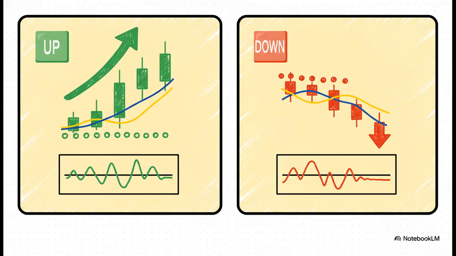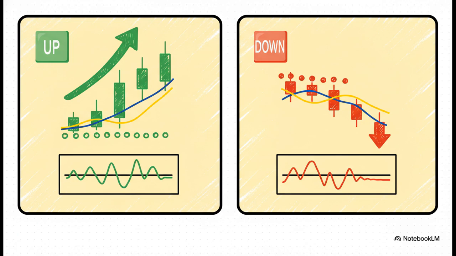Basically, you're looking for a 3-part confirmation. It's like a checklist. For an up trade or a call, here's what you need. 1, the force index has to be above its center line showing buying pressure. 2, the parabolic SAR dots have to be below the price candles, confirming an uptrend. And 3, the final trigger, the fast yellow moving average has to cross above the slow blue one.